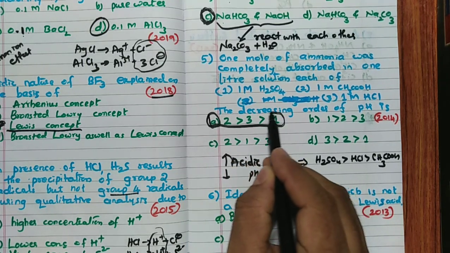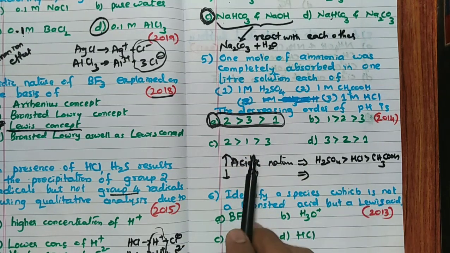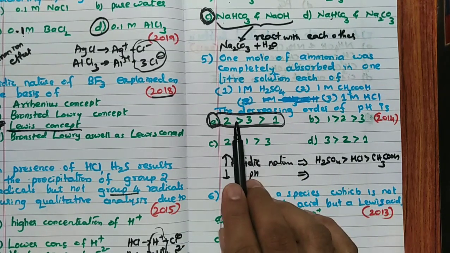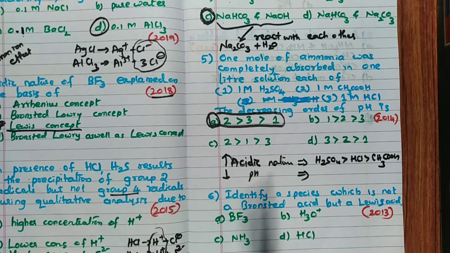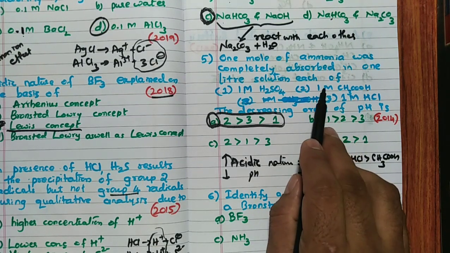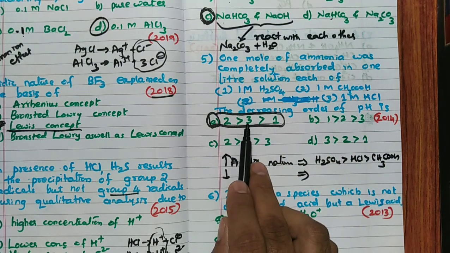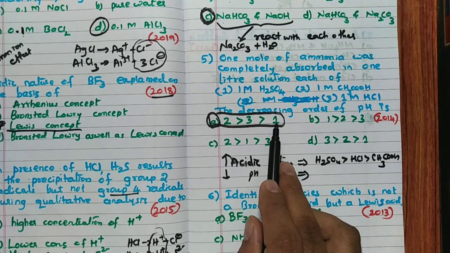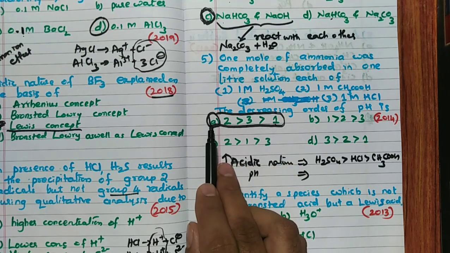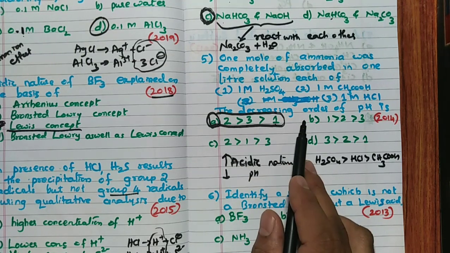Why this one? Because you can see, decreasing order means more to less. Correct? More pH will be for the weak acid. The weak acid is acetic acid, 2. More pH, 2. Then second is HCl, 3. Then the strongest acid has the least pH. Hence in decreasing order it will come last. So the answer is A. So 2 more than 3 more than 1.